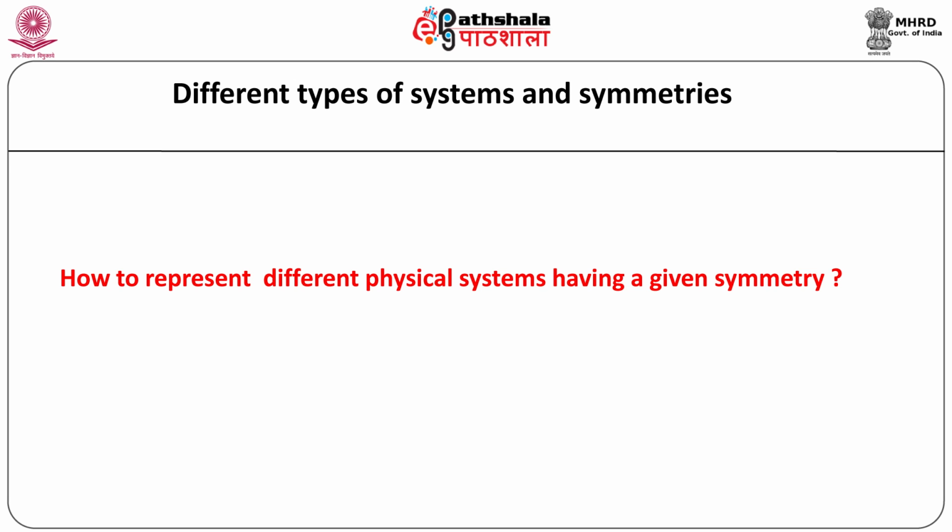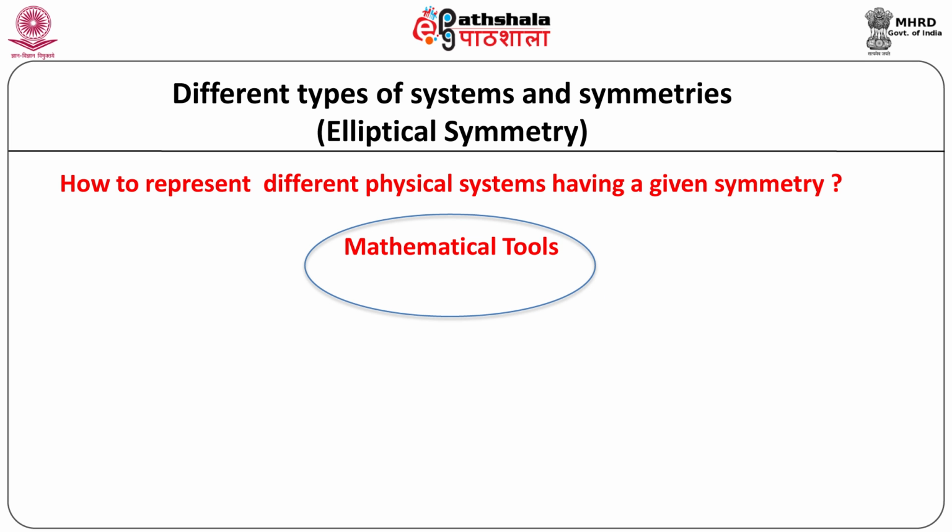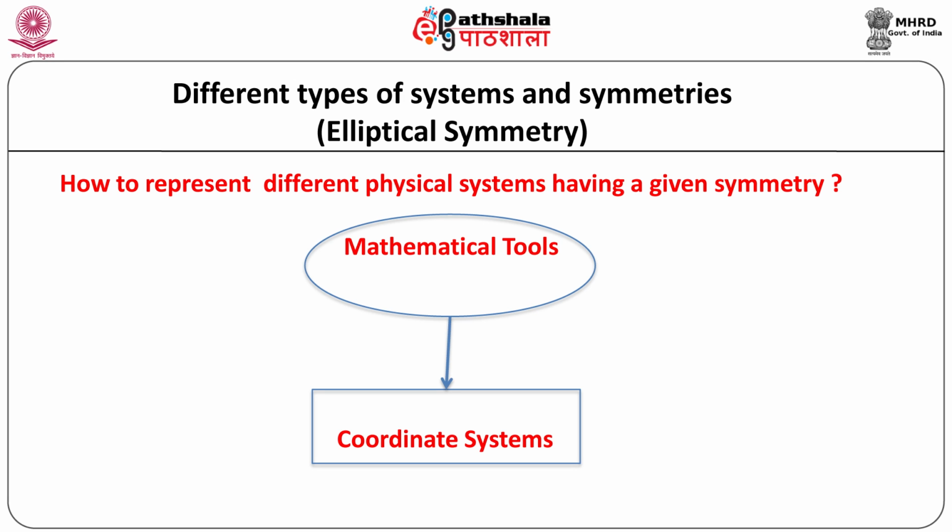So far, we have seen examples of different types of systems and symmetries. The question now arises is that of representing different physical systems having a given symmetry. Can we think of a mathematical tool for this? The answer is yes. For numerical or graphical representation and analysis, we can think of a mathematical tool called coordinate system. Obviously, one may ask the question, what is coordinate system? A smart way of answering is, it is a system of coordinates. Okay, then my question is, what is meant by coordinates?